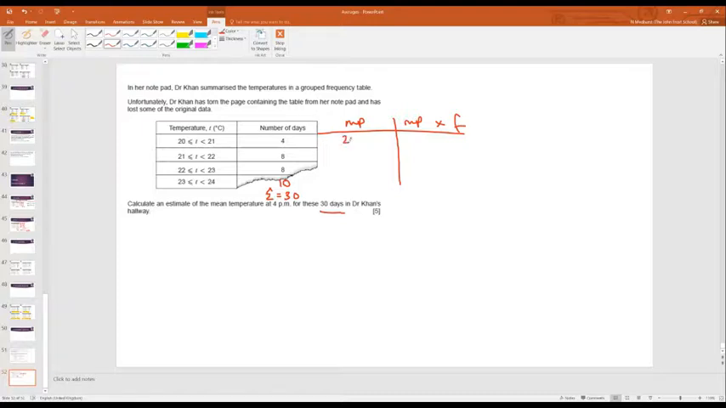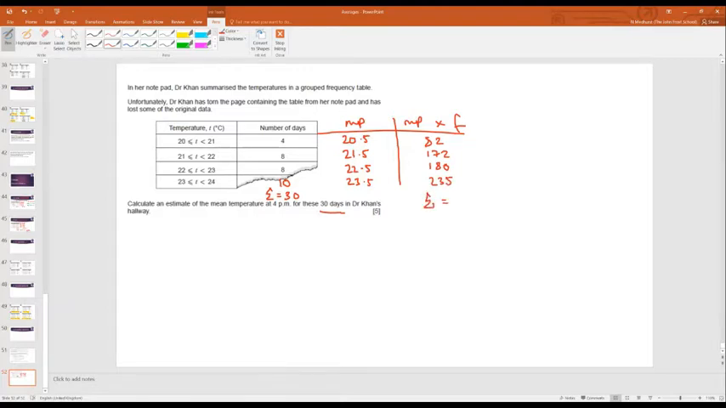Okay, so the midpoint for the first one should have been 20.5 because that's in between 20 and 21, look. So then moving on, 21.5 for the next one, 22.5 for the third group, 23.5 for the next group. Okay, now there's no big deal in multiplying these together now. Okay, we've got all the data, so 4 times by 20.5 is 82. 8 times by 21.5 is 172. Okay, 8 times by 22.5 is 180. And then 10 times 23.5 is 235.